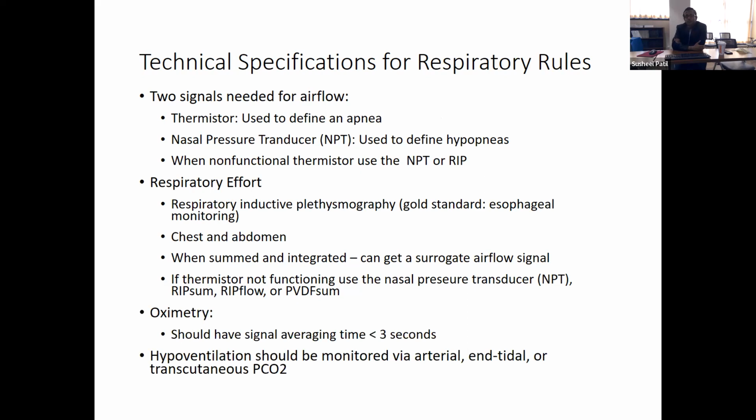Oximetry, as part of the respiratory scoring, should have a signal averaging time of less than 3 seconds. Particularly if you've been on the inpatient side, you'll see that oximetry there is a slow response system. Oximetry systems with PSG are usually fast response systems, so that we can correlate it to the preceding respiratory event. Hypoventilation would be monitored ideally by arterial monitoring, but that is almost impossible to do, so more typically end-tidal or transcutaneous CO2 monitoring is used.